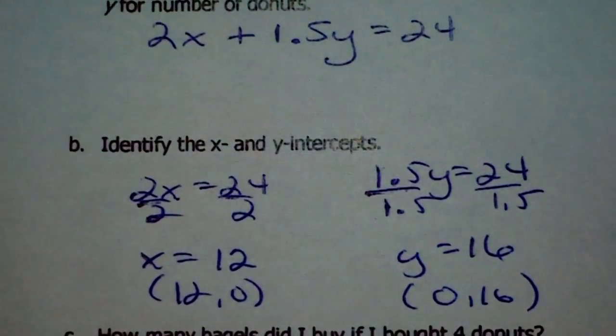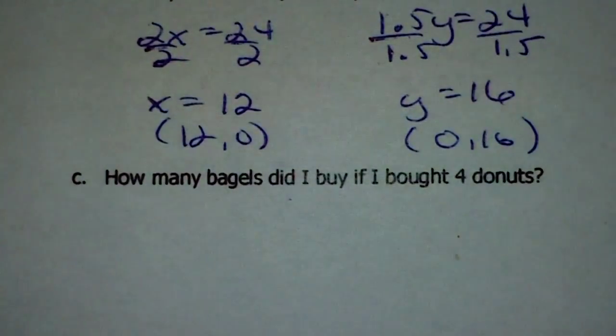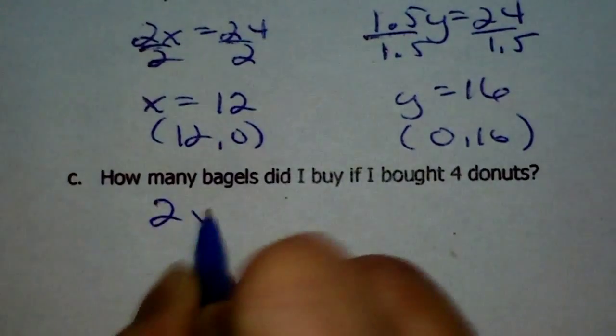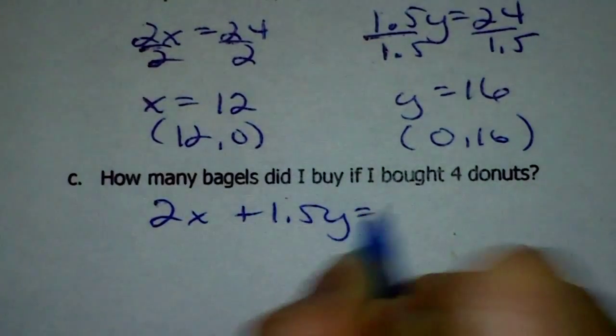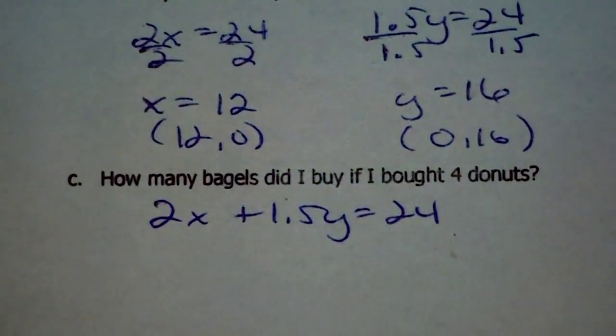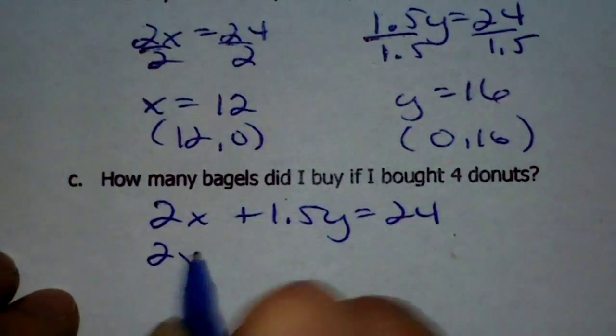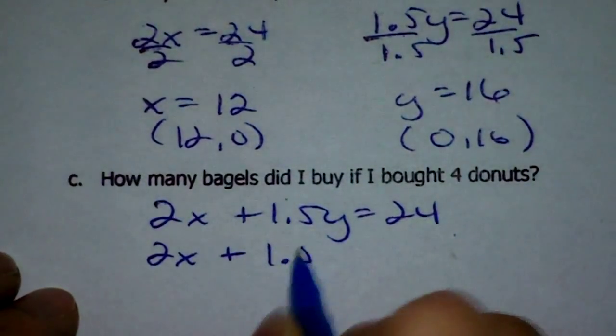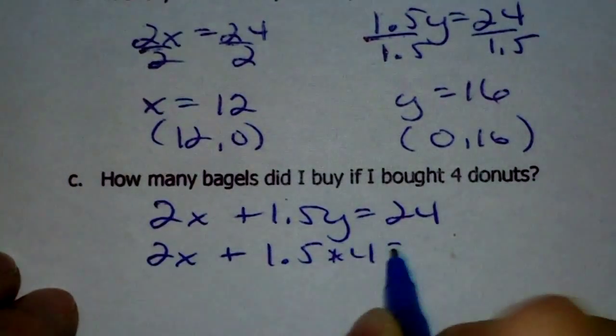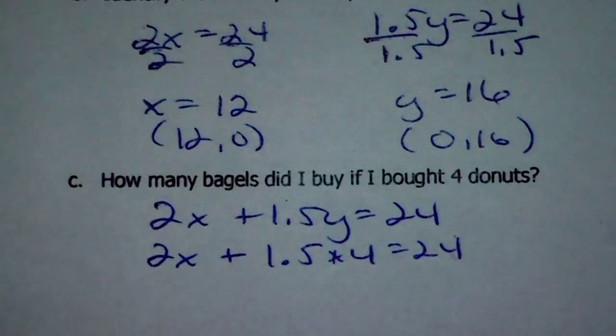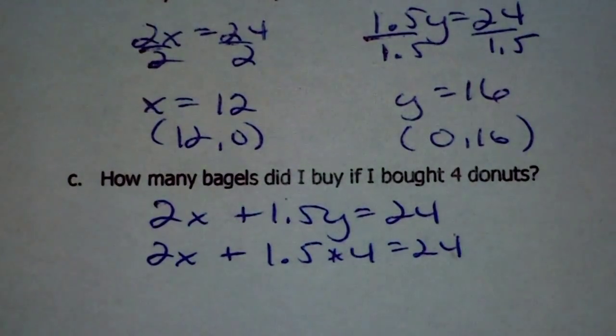Letter C asks, how many bagels did I buy if I bought 4 donuts? Now if we had a graph, that would be great. We could just follow it over, but I don't. So if you look at your original equation here, it asks how many bagels you bought if you bought 4 donuts. Remember that we asked bagels to be X, right? The number of bagels is X. So I'm trying to figure out that bagel amount. It says that if I bought 4 donuts. Well, Y is the number of donuts. So basically this is just asking you to plug 4 in for Y and solve it.